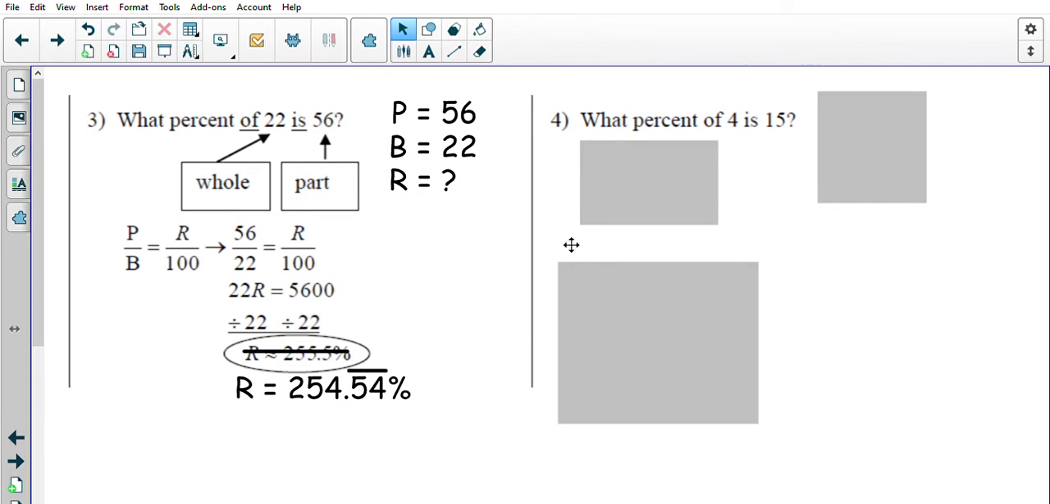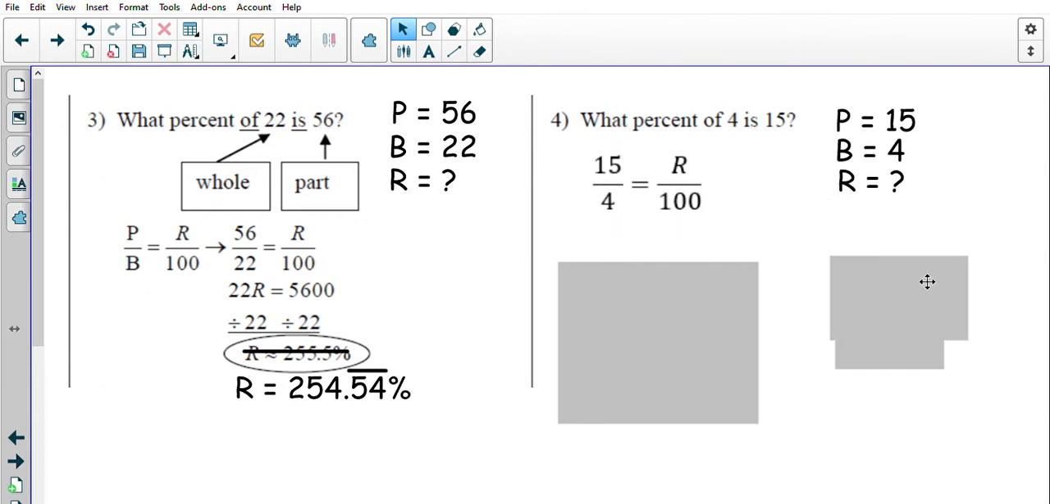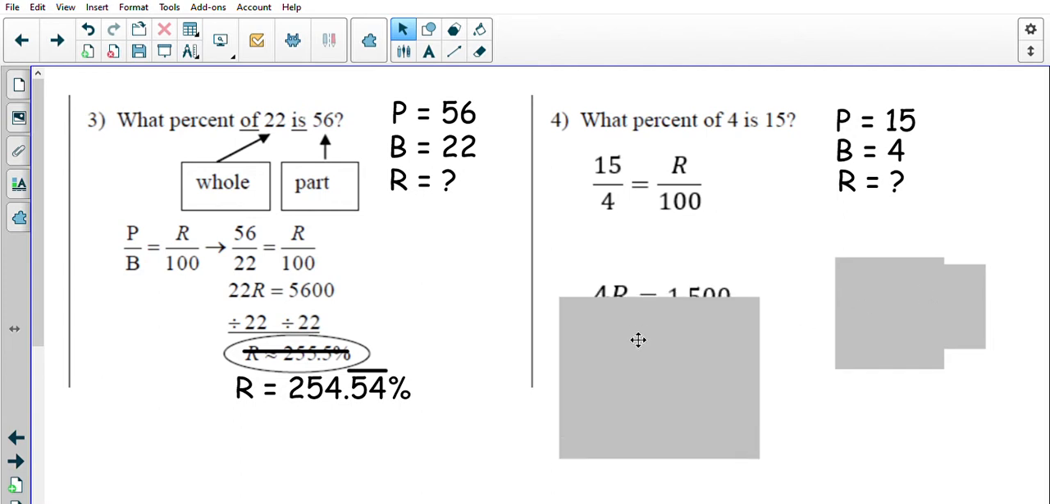So number 4, what percent of 4 is 15? So my base is 4, since it's of 4. 15 is my part. My unknown is the percent. So P over B is 15 over 4 equals R over 100. We'll cross multiply here. 4 times R is 4R. 15 times 100 is 1500.